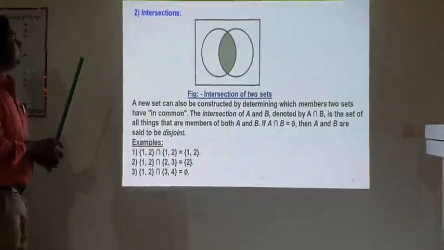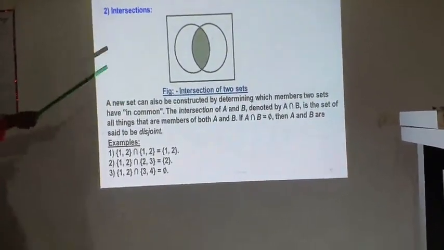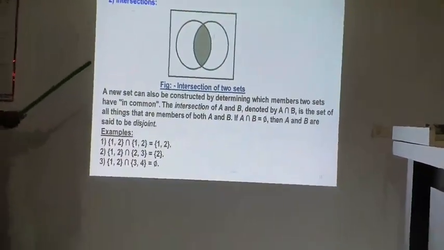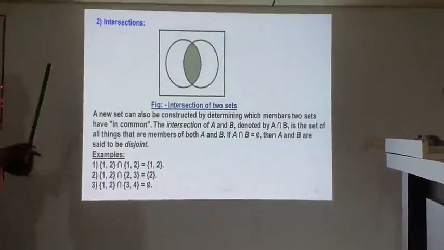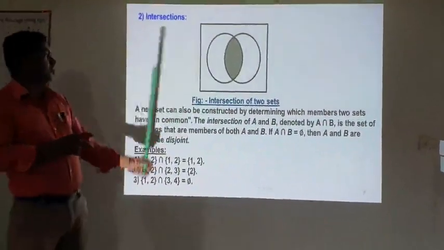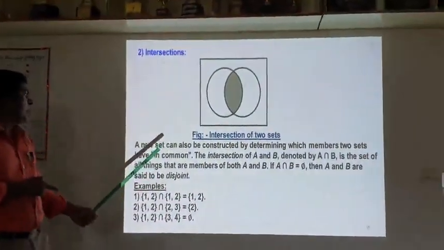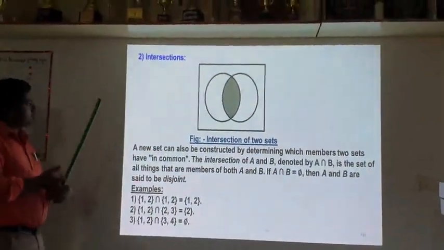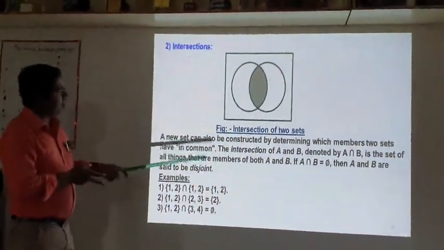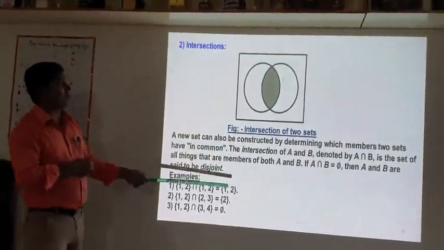The intersection of two sets represents the common elements of sets A and B. We can write it as A intersection B. It is the common element of sets A and B. It means the element which is in A and also in B, then we can write the intersection of these two sets.